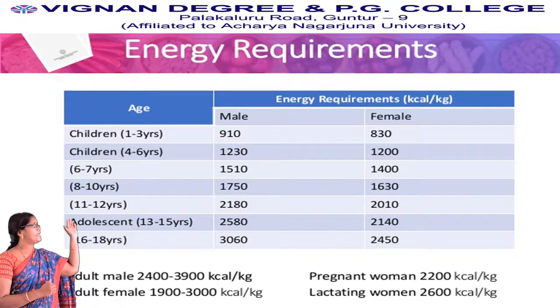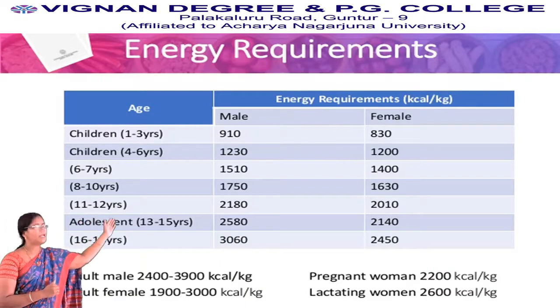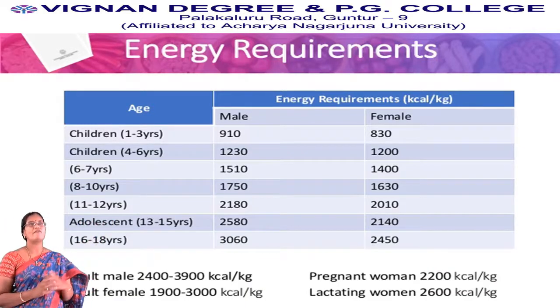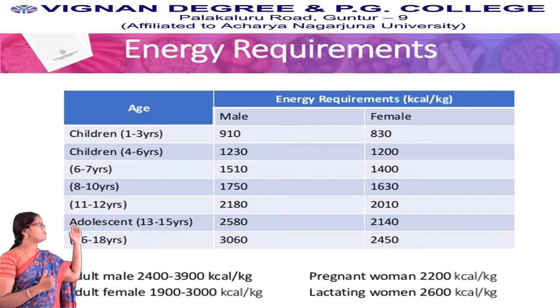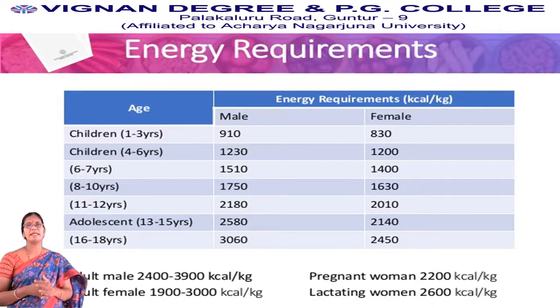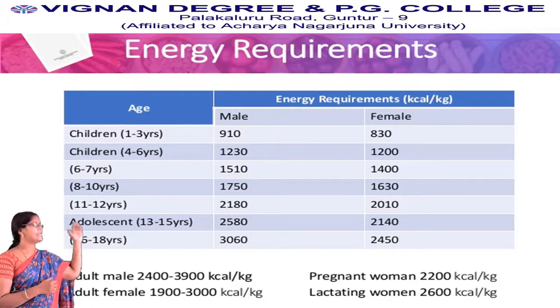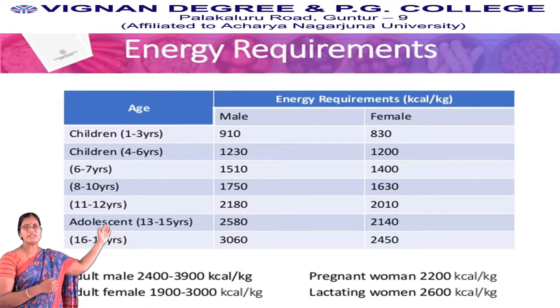Coming to the age group of children 1 to 3 years, male children require 9-10 kilocalories of energy, and females require 830 kilocalories of energy per kg body weight. Children in the range of 4 to 6 years require 130 kilocalories of energy per kg body weight, and females require 1200 kilocalories per kg body weight. A child of 6 to 7 years requires 1510 kilocalories of energy, if the child is male. In the case of a female child, she requires 1400 kilocalories per kg weight.